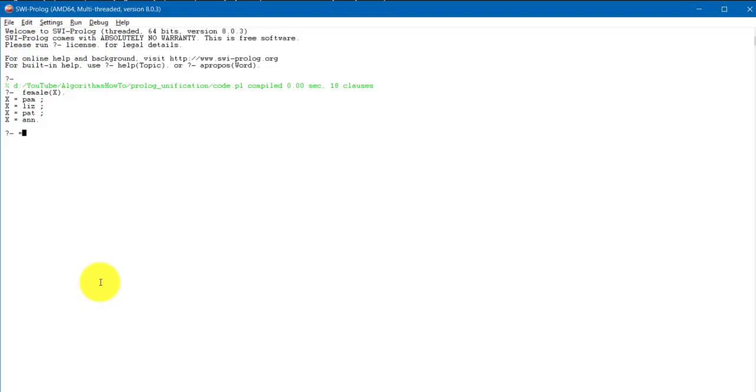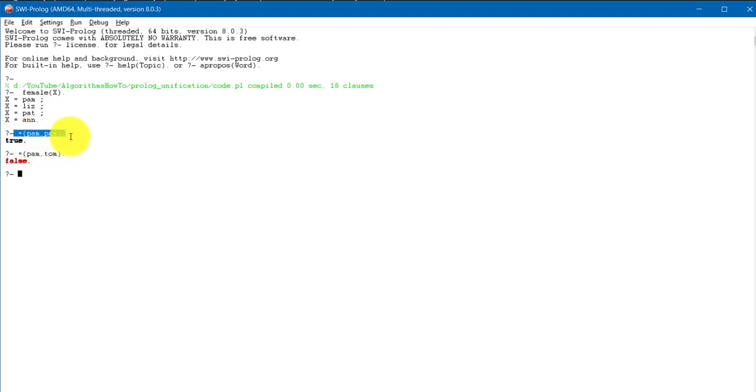If I write =, that's the functor name, with Pam comma Pam, you see Pam is an atom over here, right? If I give this query to Prolog, it says true. Similarly, if I give = with Pam comma Tom, it will say false, because those two terms do not match, right?